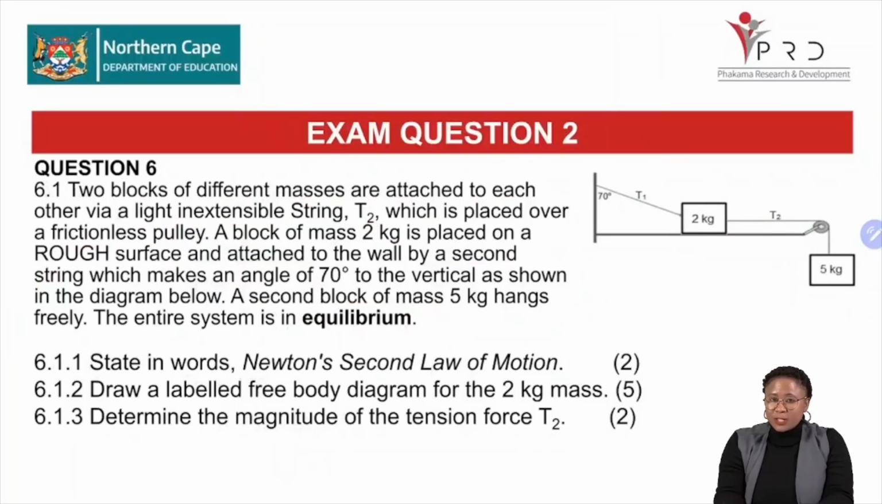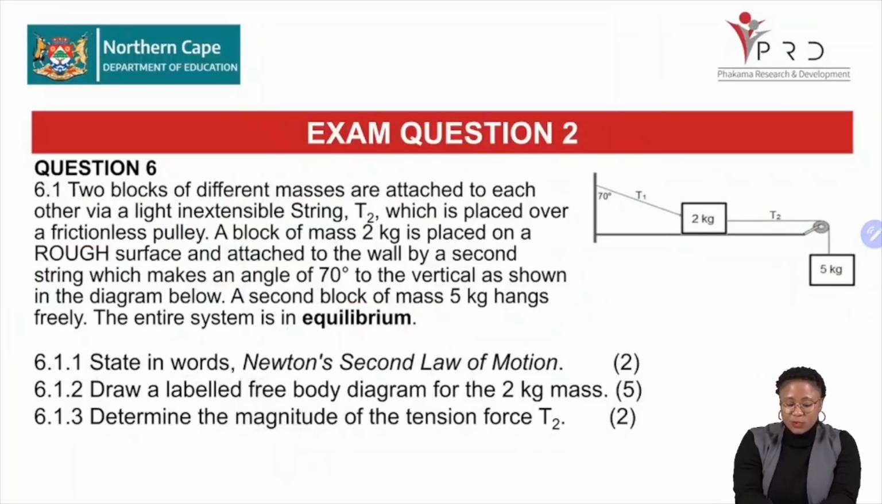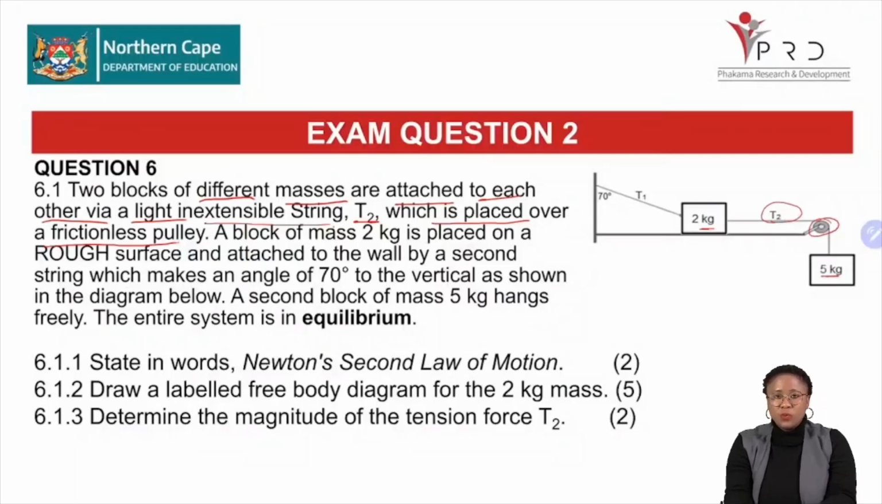Welcome back, learners. Let us quickly do question 6 together. It says 2 blocks of different masses are attached to each other via a light inextensible string. As you can see, the first block is 2 kg. The second block is the 5 kg block. It is placed over a frictionless pulley. We have T2. There is our T2. What is frictionless? The pulley is what is frictionless. It is not the surface yet.